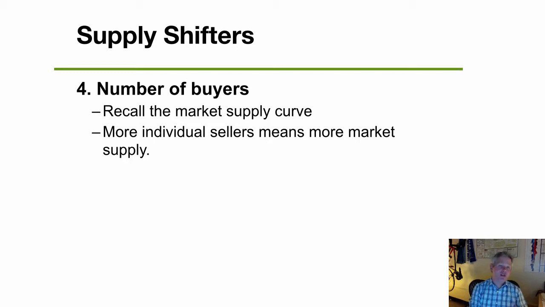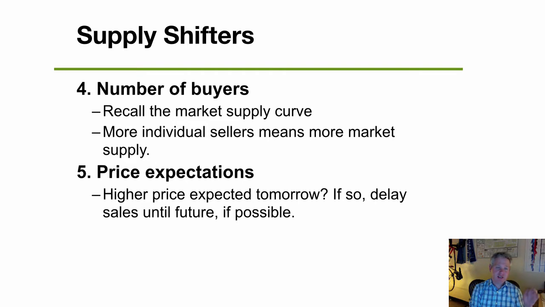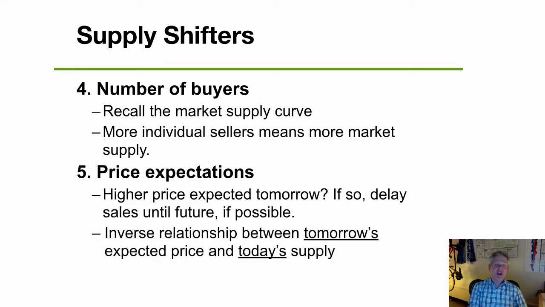Another thing that shifts supply is price expectations. If a higher price is expected tomorrow, you will delay sales until the future. So if you're a firm and you think that coffee will be worth more tomorrow, you won't sell as much today, so you'll shift in. If you think the price is going to go down, then you will try to sell it all today. So there's an inverse relationship between tomorrow's expected price and today's supply.